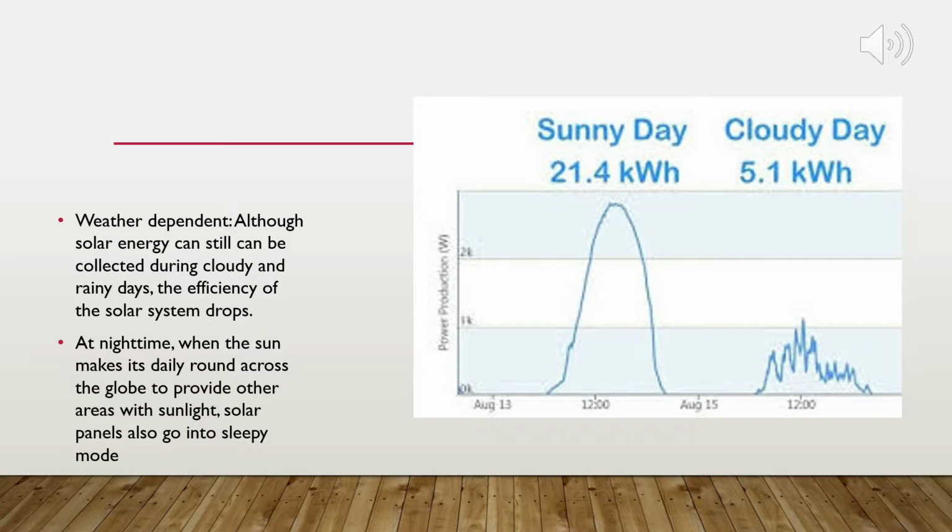Weather dependent. Although solar energy can be collected during cloudy and rainy days, the efficiency of the solar system drops. At nighttime, when the sun makes its daily round across the globe to provide other areas with sunlight, solar panels also go into sleep mode.